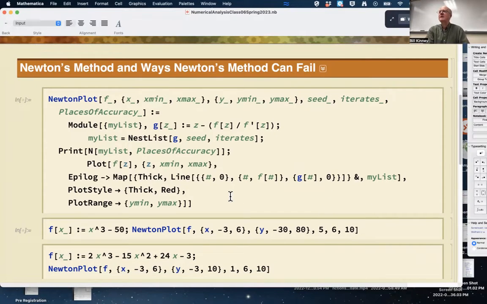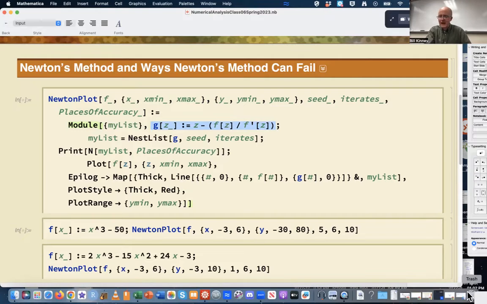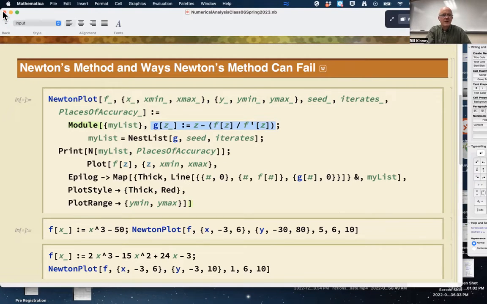I've got some code that you don't have to worry about how this works, unless you are interested, that I call Newton plot, that essentially creates a Mathematica function, your very own Mathematica function. It's a module, which is essentially like a subroutine. Has local variables like mylist. What's this function? This is the function g that we're iterating.